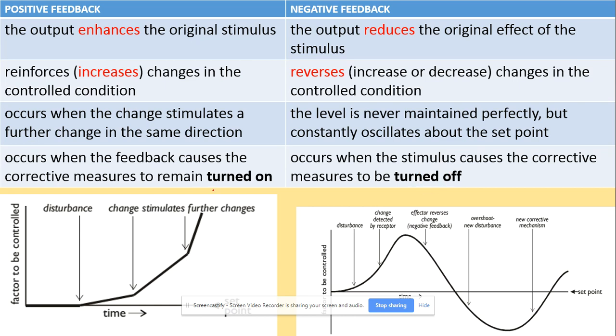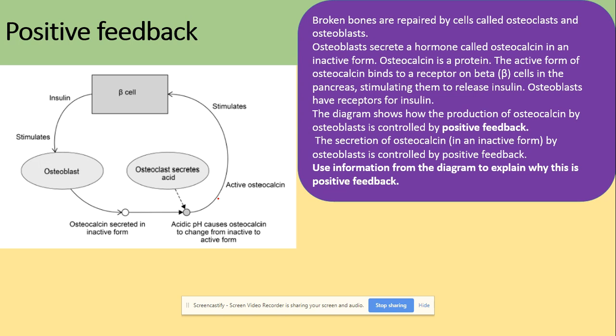We've got something opposite: positive feedback. Positive feedback works in one direction, the same direction of increasing the change, and this positive feedback remains turned on. In terms of the questions, we've got another diagram here. You can pause the video now, read through this, and use the information from the diagram to explain why this is positive feedback.